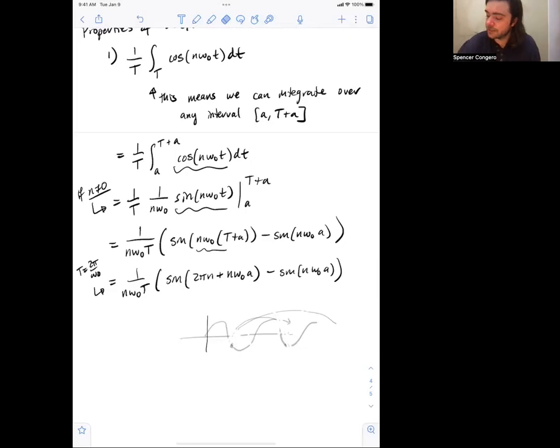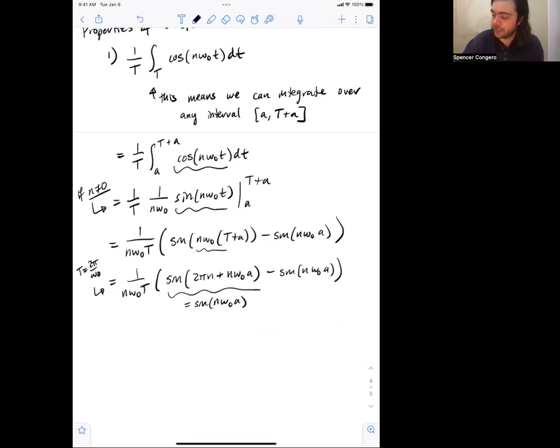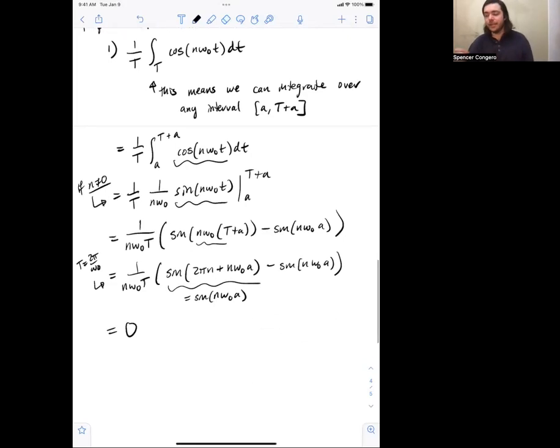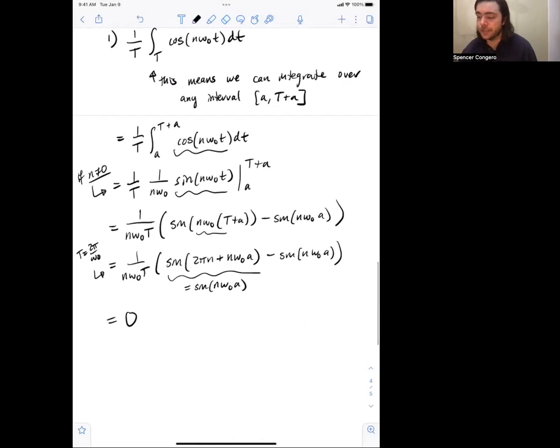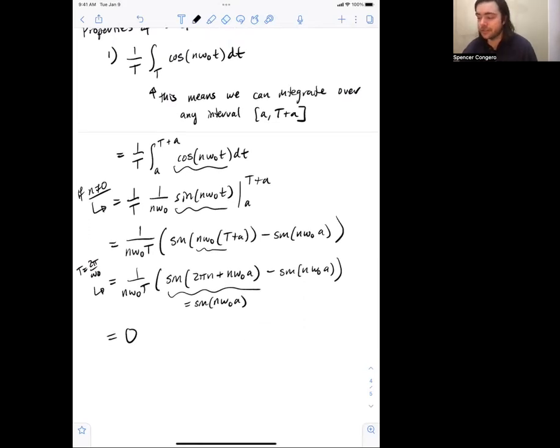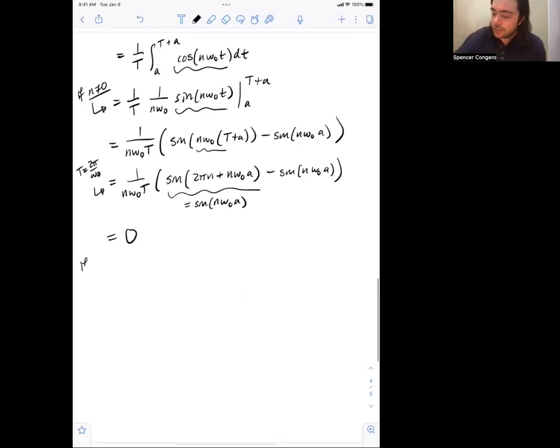So what does that mean for us? That means that if I have this value sine of n omega naught a, and I look at the value sine of n omega naught a plus any integer multiple of 2 pi, I'm going to get the same value. So these are actually equal. This actually equals sine of n omega naught a. So when I subtract them, of course, I get 0. Essentially what I'm saying is that if we integrate cosine over a period, this specific cosine n omega naught t, we're just going to get 0. Which you probably could have understood from drawing a picture, but this is a more rigorous way to do it.